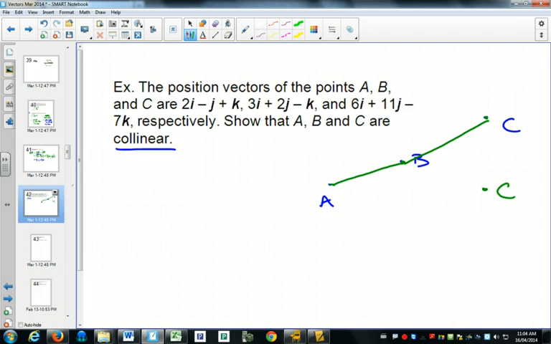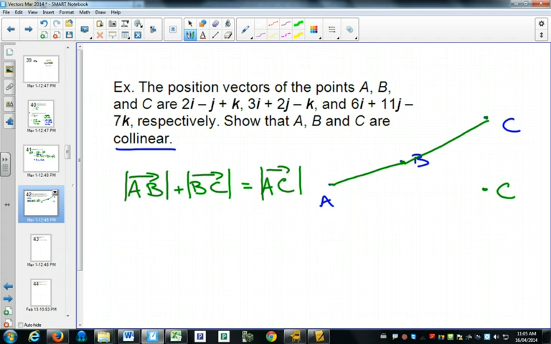Does it make sense that if you go from A to B, which would be that vector A to B, and then you go from B to C, that if that is exactly equal to A to C as far as lengths go, and remember, we put absolute value bars around something to show a length, that only happens if they are on the straight line? The length of AB plus the length of BC can only be equal to the length of AC if they are on the same line.